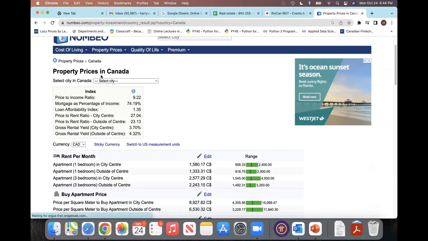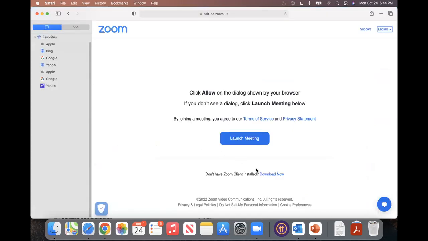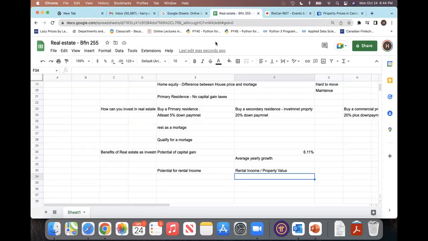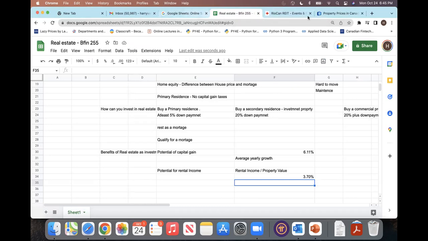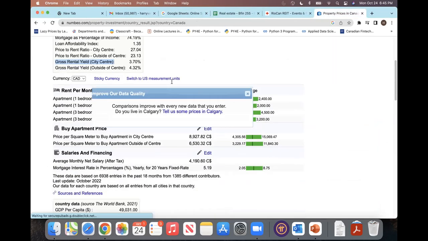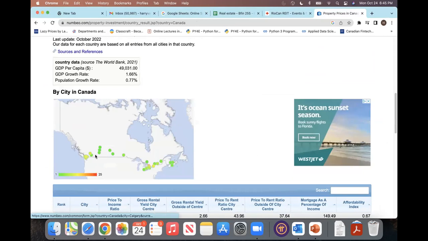Yeah, 3.7% is the gross Canadian rental yield. So average rental yield in Canada is 3.7%. It means for a property of $100, you're going to get $3.70 from it as a gross yield on rent. Now usually it is a little bit higher.